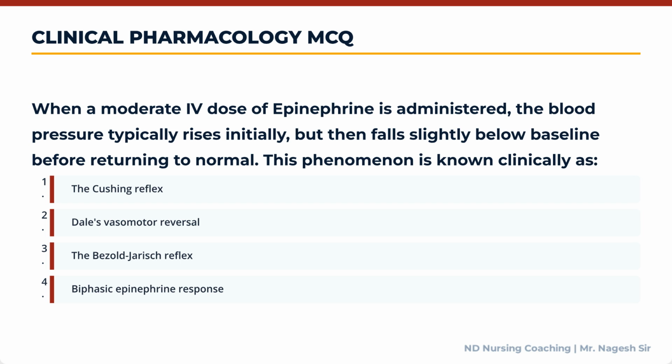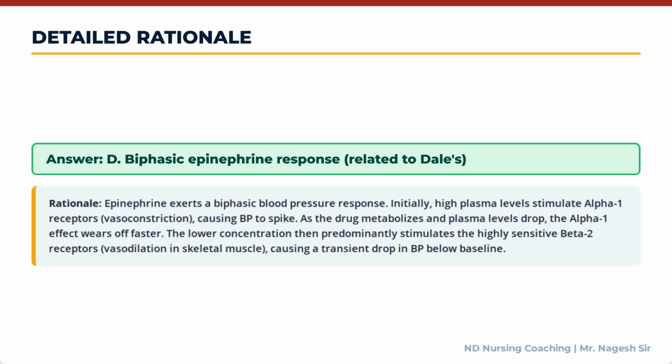When a moderate IV dose of epinephrine is administered, the blood pressure typically rises initially, but then falls slightly below baseline before returning to normal. This phenomenon is known clinically as, the answer is D, biphasic epinephrine response, which is related to Dale's phenomenon.